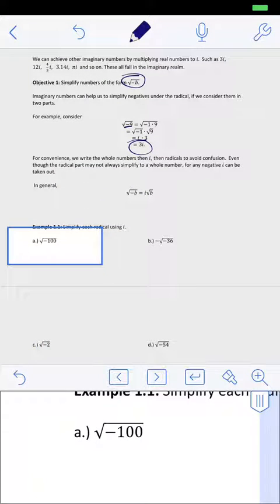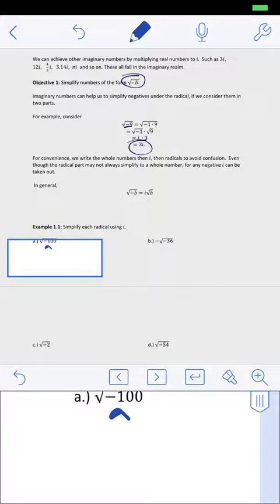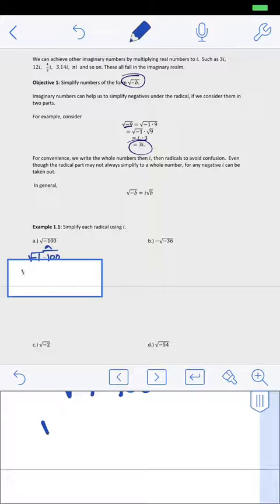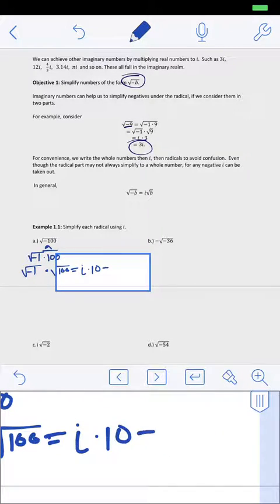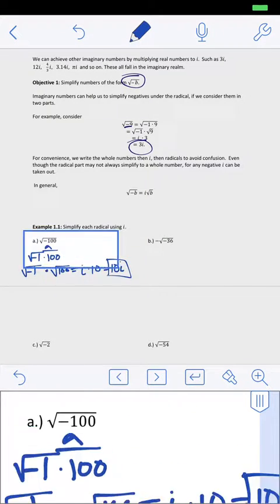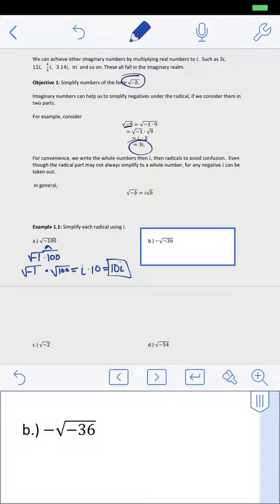Square root of -100. Well, I can think of that as the square root of -1 times 100, right? Using product rule, I can say that square root of -1 times square root of 100, and that means I have i times 10. And for simplicity's sake, we usually put the coefficient, then i, and then if we had any radicals, we would put radicals at the end. But we end up getting 10i. Same thing, same thing.